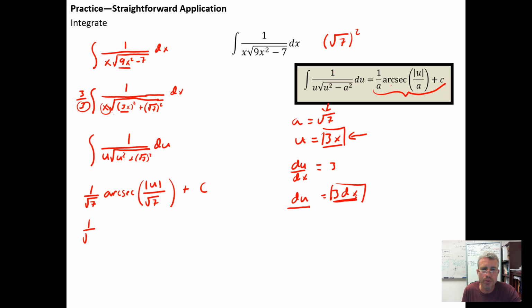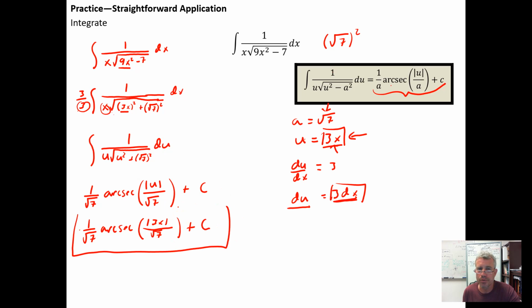So we're going to get 1 over the square root of 7 arc secant of the absolute value of 3x, which was our u substitution, all over the square root of 7 plus a constant of integration. Again, we could rationalize the denominator by multiplying here by square root of 7 over 7 and inside here by the square root of 7 over 7. But again, I don't think there's any particular reason for doing that in this particular instance.